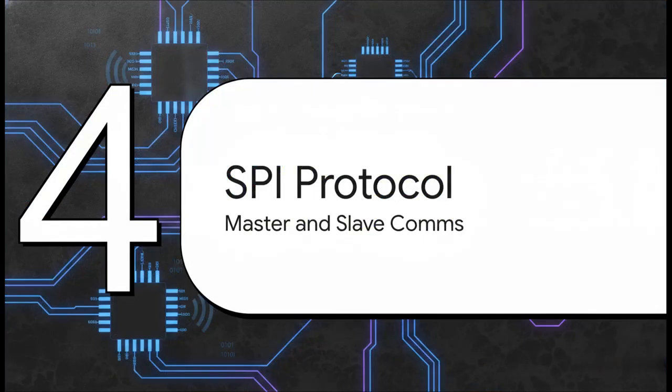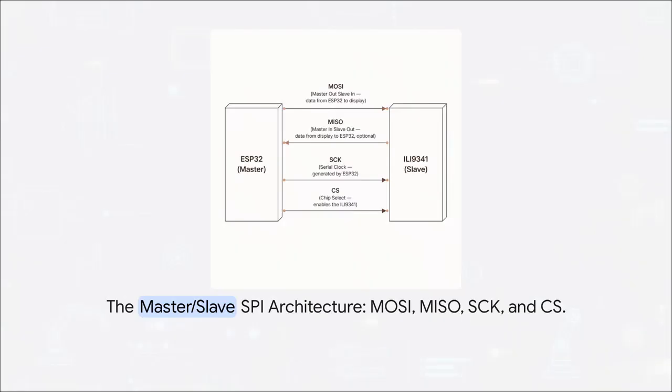That brings us to Section 4, the SPI protocol and master/slave communications. Think of the ESP32 as the master conductor of an orchestra. It dictates the tempo using the serial clock, or SCK line. Then it activates the display using the chip select, or CS line. Once that's live, data flows incredibly fast from the ESP32 to the display over the MOSI line. That's master out, slave in. At the same time, it can listen for data coming back over the MISO line, master in, slave out. It's just 4 highly efficient signal lines, perfectly orchestrating every single pixel you see.